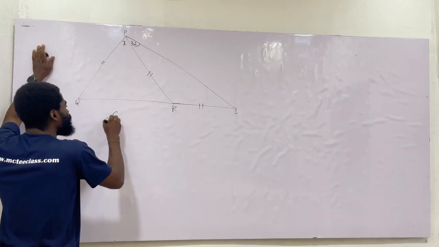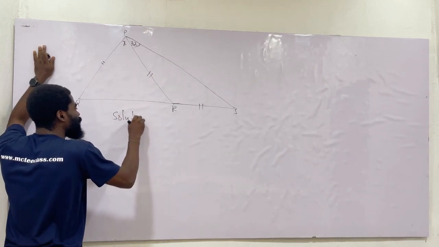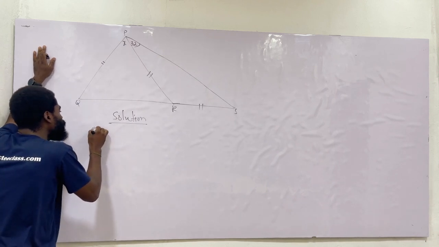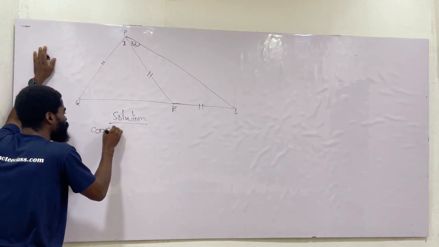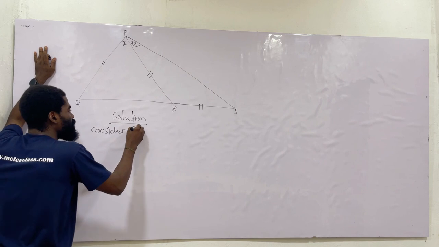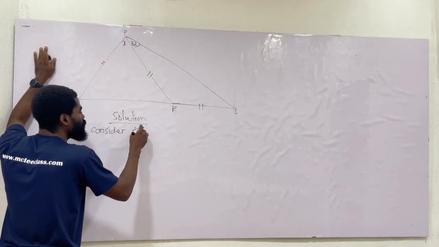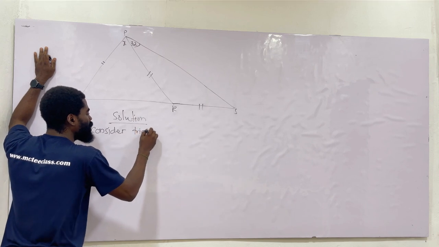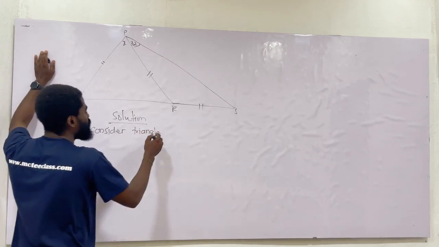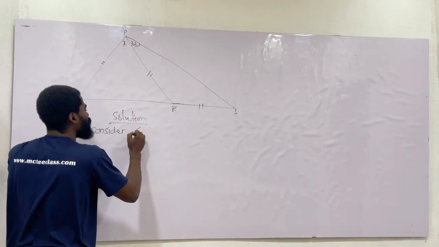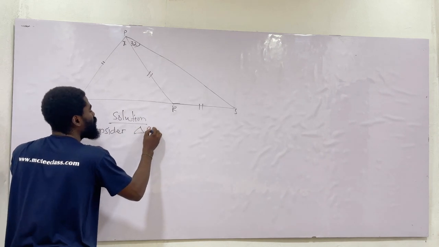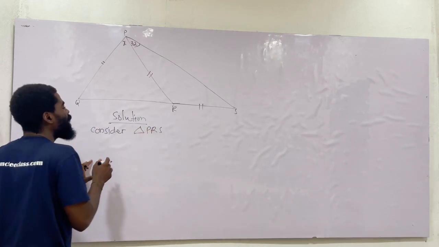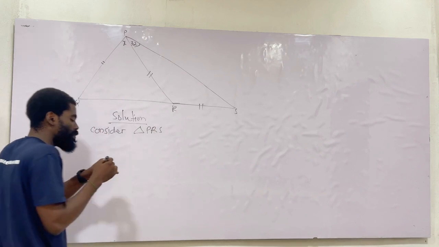So if this is my solution, then I'll say I want to consider a triangle. What triangle am I considering? Oh, I want to consider triangle PRS. Now, from that triangle, and this also reminds me.